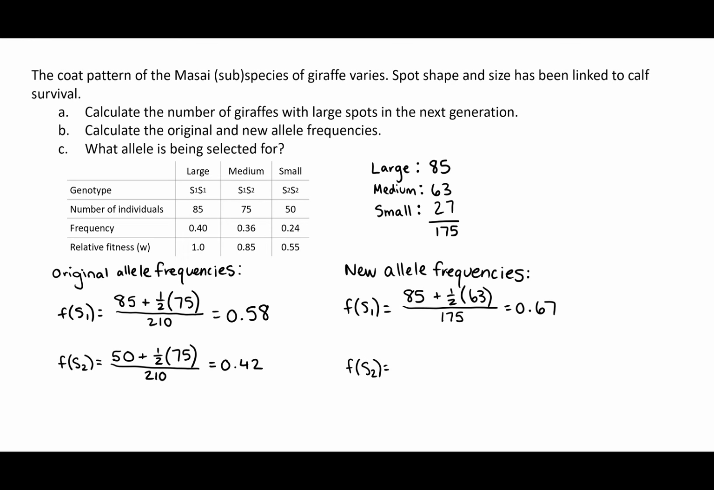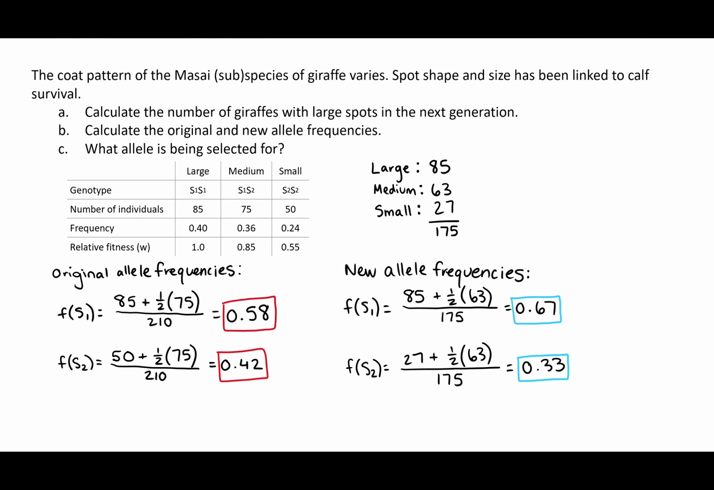And then we do the same thing for the S2 allele, so 27, which is our homozygous S2, plus half of 63, divided by 175, and we get 0.33. So we have our original allele frequencies over here in red, and then our new generation's allele frequencies over here in blue. And we can see that the S1 allele's frequency is increasing from 0.58 to 0.67 in our new generation, and the S2 allele is decreasing in frequency from 0.42 to 0.33 between these two generations.